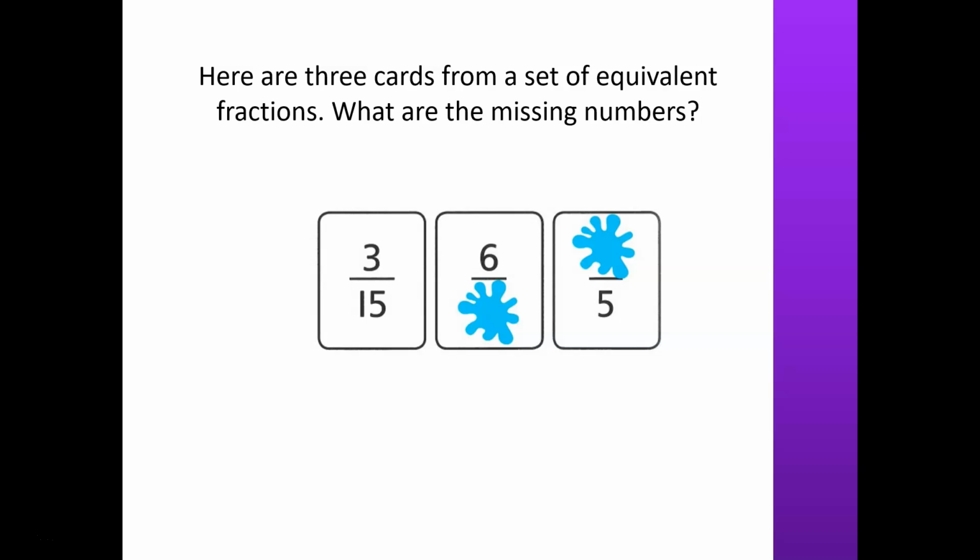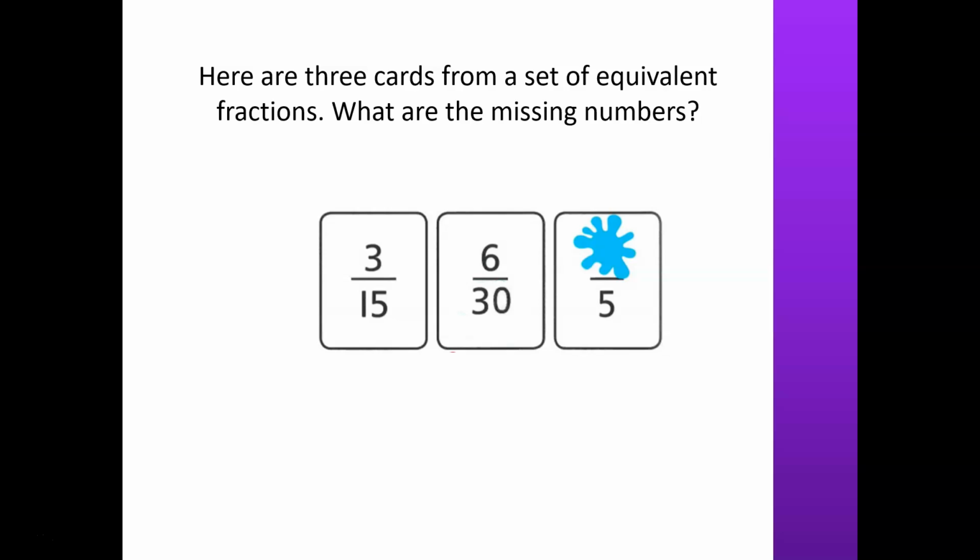I first noticed that I have 2 numerators that are linked with a multiplication fact. 3 multiplied by 2 is equal to 6. To find the missing denominator on this equivalent fraction, I multiplied the denominator by 2. In this case, 15 multiplied by 2 is equal to 30. I could now use 6 over 30 to find a related multiplication or division fact to find the missing numerator.